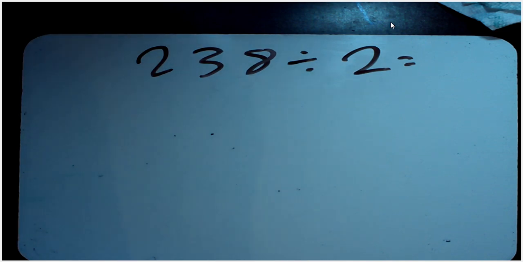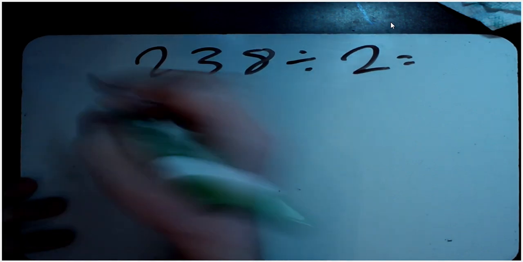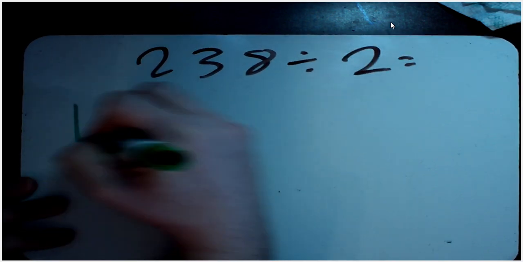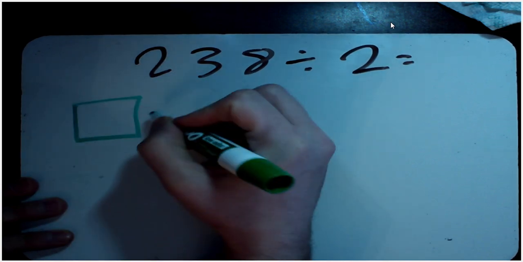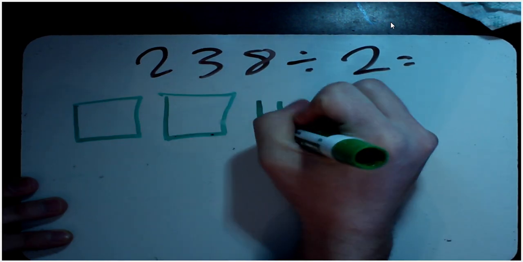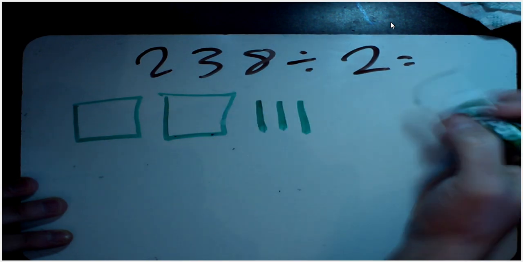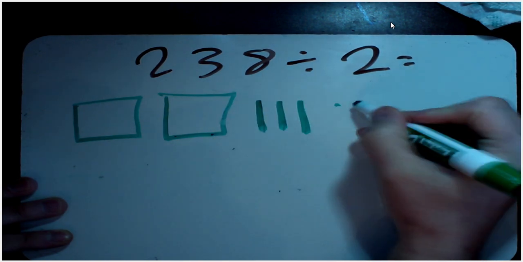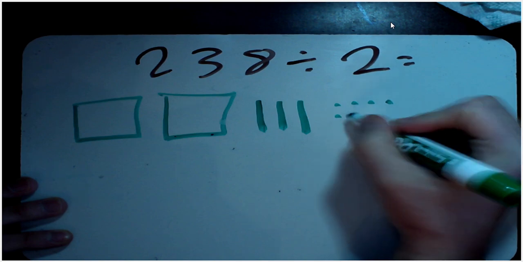Okay, so 238 divided by 2. Let's start with first creating base 10 blocks for my dividend. So if you remember, the larger number is the dividend. Let's make base 10 blocks for that. So we know the flats are my hundreds, so that's 100, 200. My rods are my tens, so I need 3 tens or 30: 10, 20, 30. And then my cubes are my ones. So 1, 2, 3, 4, 5, 6, 7, 8.